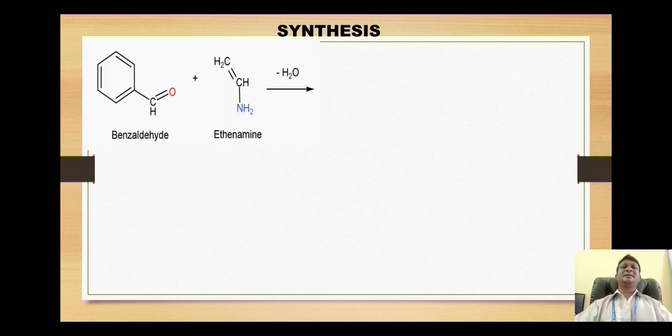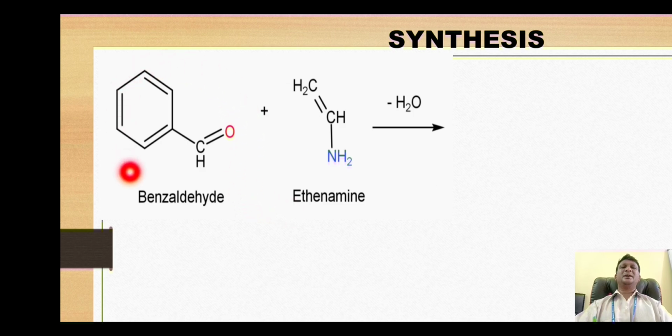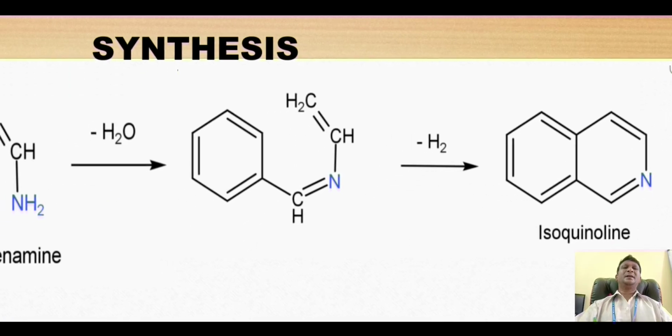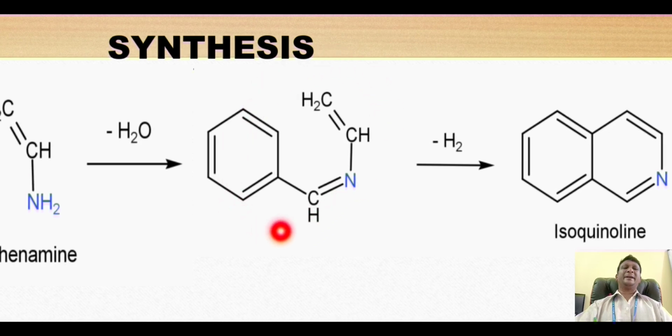The first synthesis starts with this starting material, that is benzaldehyde and ethenamine. So this is a famous reaction, the amino group attacks on this carbonyl carbon to bring the nucleophilic addition reaction followed by elimination of water molecule. These two hydrogens and this oxygen are eliminated out as water molecule, and thus we have a double bond between this carbon and this carbon. So this gives us the formation of this intermediate derivative.